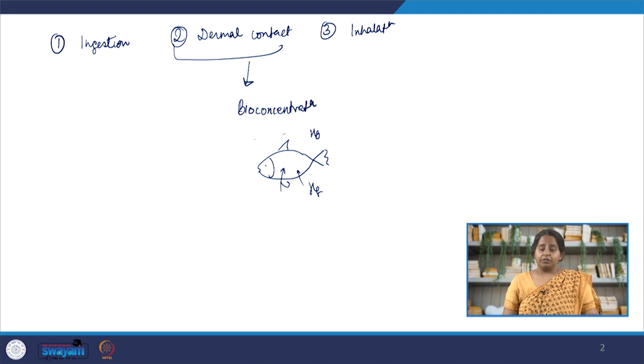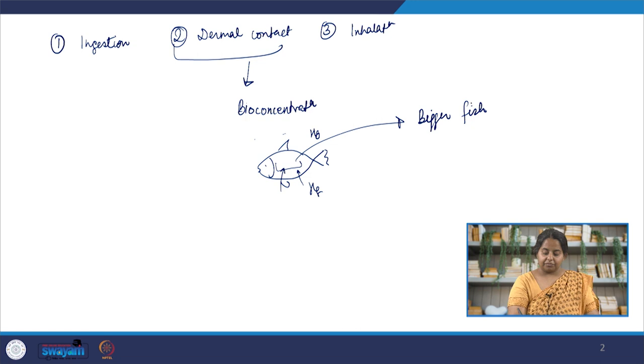Then the other possibility is that some other organism, a bigger fish or a human being, will eat this fish, and all the mercury that's present in the fish will be taken up by another animal. That bigger animal, bigger fish, might consume thousands of such fishes in their life. So, the amount of mercury in their body by mass would be 1,000 times that of an average fish that they consume, just by ingestion of the fish. This is known as biomagnification.